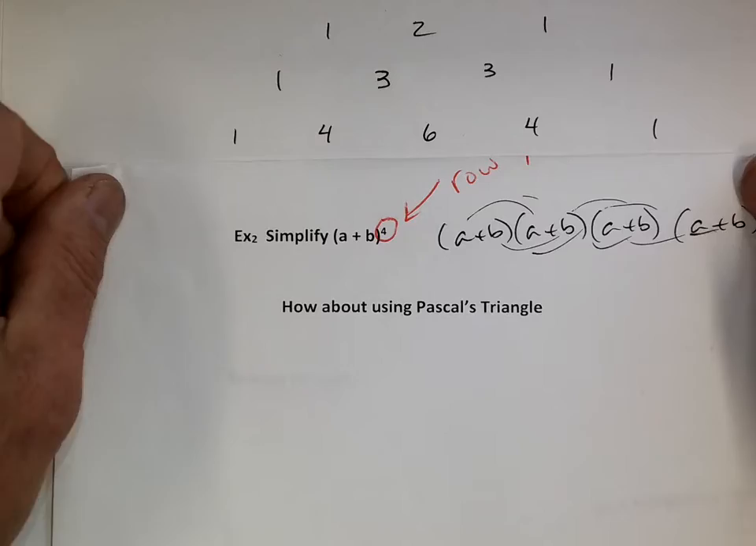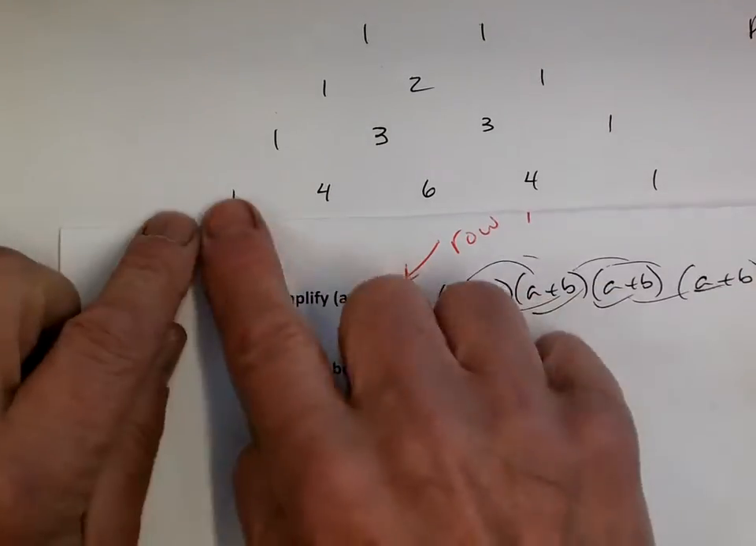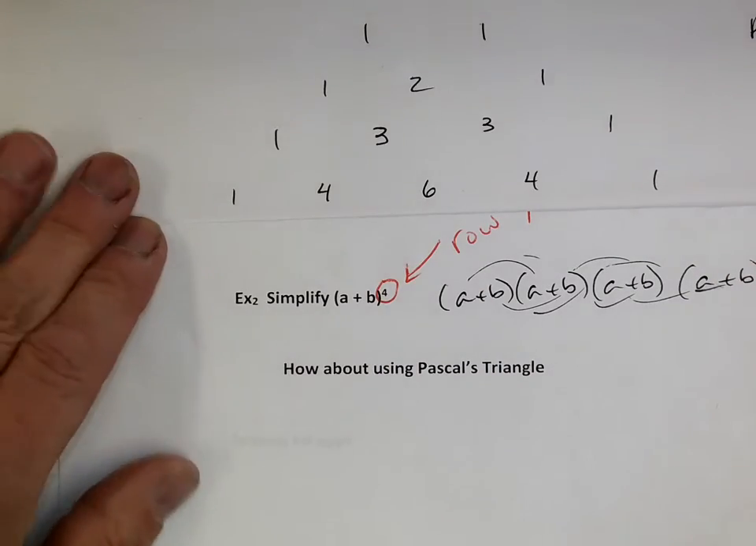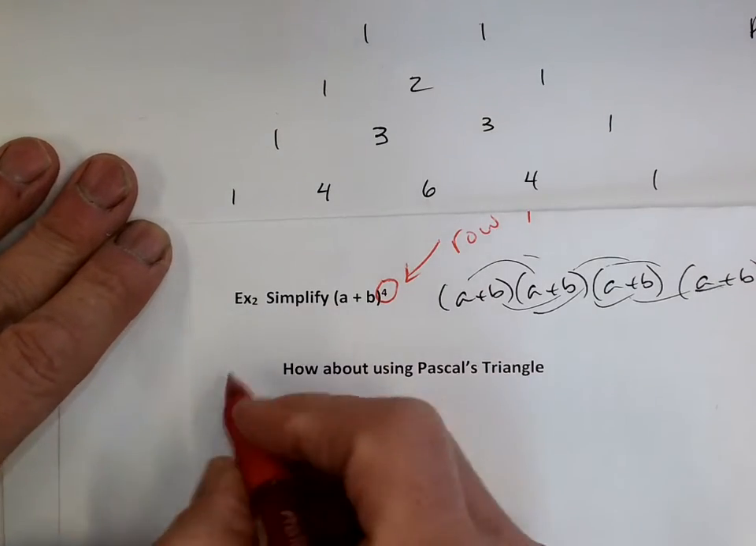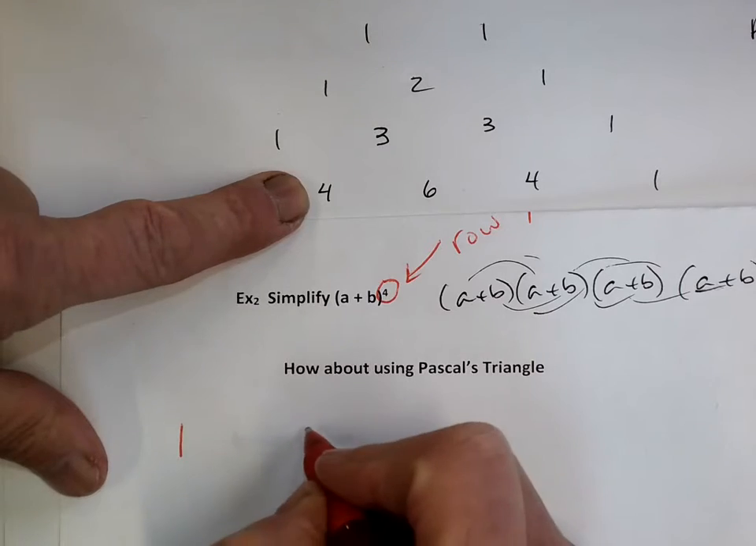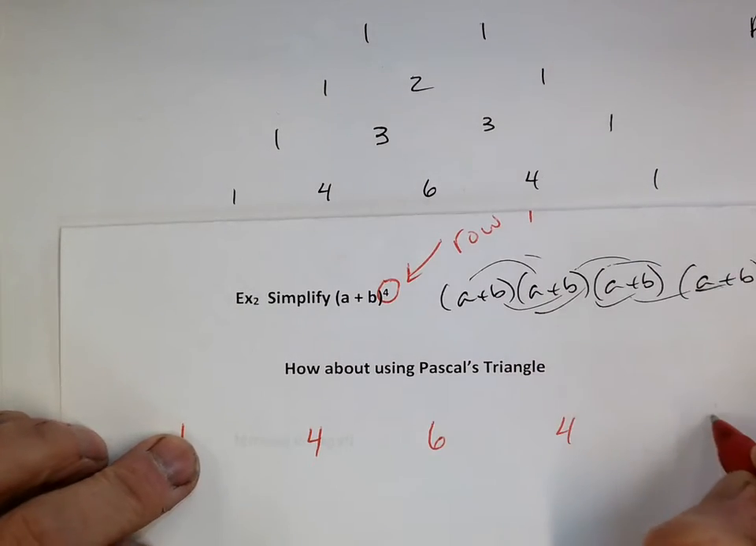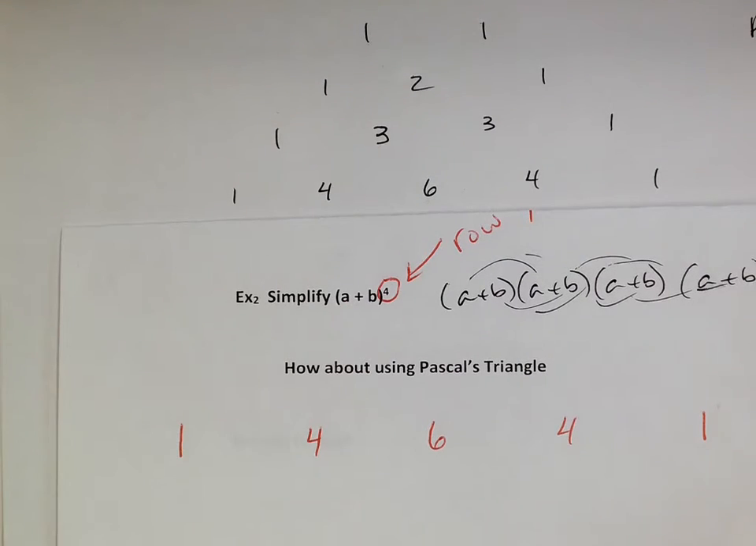Go to row 4, and there it is. Okay, row 4. So I'm going to start with these numbers, row 4. I'm just going to write those numbers down: my 1, my 4, 6, 4, 1. Okay, so we're going to start with Pascal's triangle.